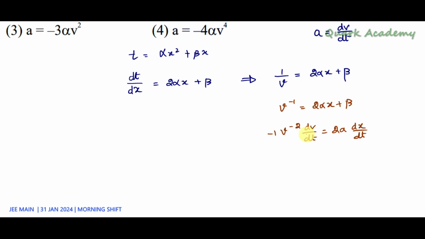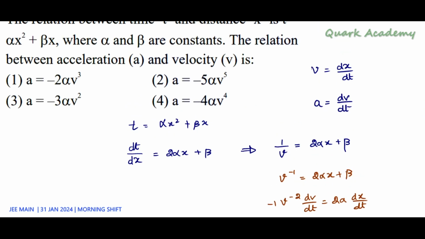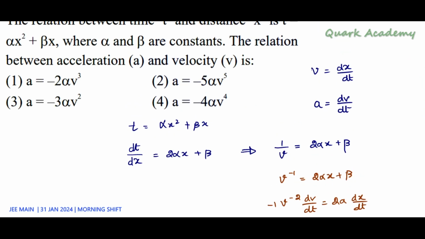Now we can rearrange this, like this dv by dt is acceleration. Here we have negative v square, and plus 2 alpha dx by dt is v. So acceleration will become negative 2 alpha v cube. So the relation between acceleration and velocity is a equal to negative 2 alpha v cube. First option is the correct answer.